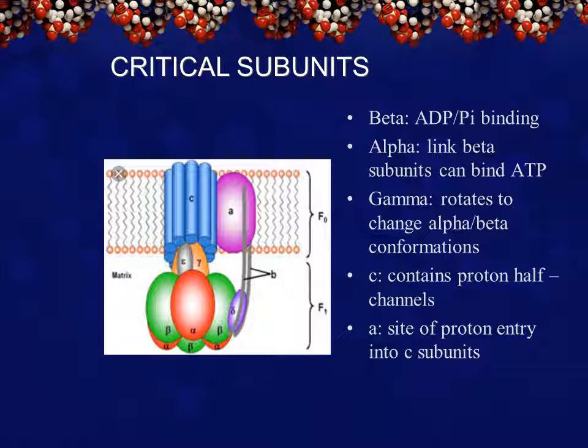So you can read that ADP and phosphate bind in the beta subunits, and the alpha-linked beta subunits can bind ATP, and the gamma rotates to change alpha and beta conformations. The C subunit contains proton half channels, and the A channel is a site for proton entry into the C subunits.